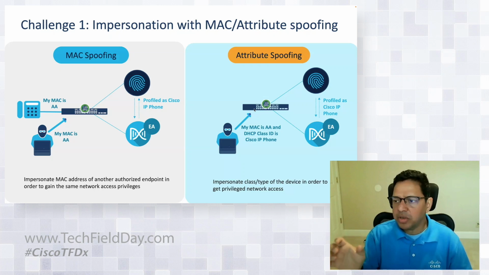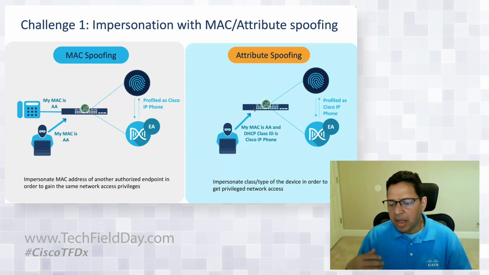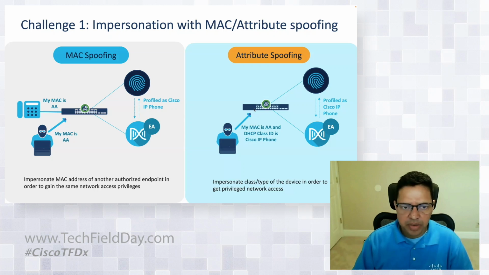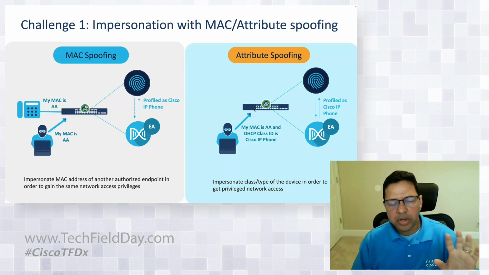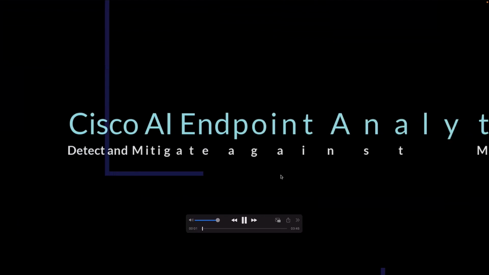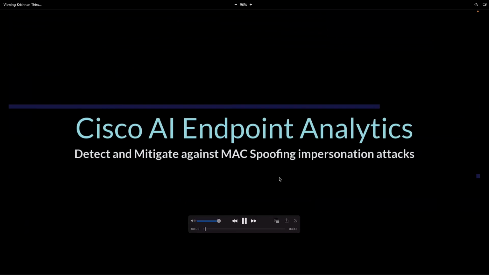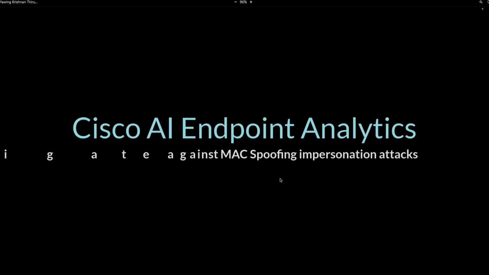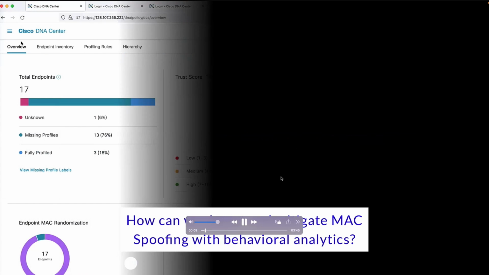DHCP stands for Dynamic Host Configuration Protocol, and this is typically used for getting an IP address dynamically from the environment. DHCP has something called the DHCP class identifier, and they use this to spoof and gain the same level of privileges. Now, in this demo, we will focus mainly on MAC spoofing, and we will show capabilities that identify a MAC spoofing attempt. The goal is for us to identify and mitigate MAC spoofing impersonation attacks.